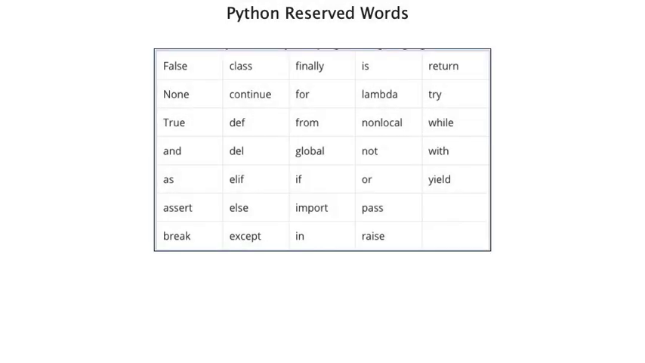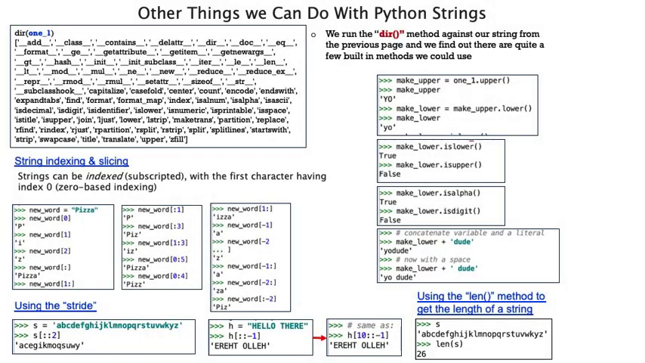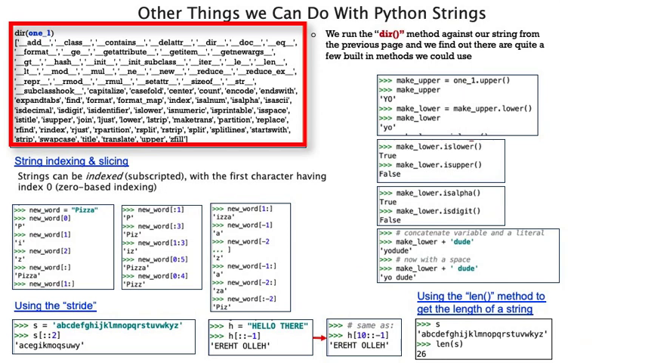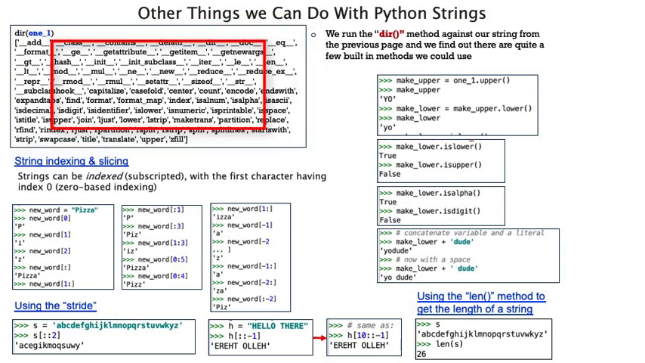Here is that listing of Python reserved words. Again, you would not want to use any of these to name your variables. Keep this handy for future reference. And here we'll dig deeper into Python strings. Up on the left-hand side, we once again make use of the dir method. We feed it, or put in the parentheses, our string one_1, and we get to see all the methods and attributes available to us with any garden variety Python string.